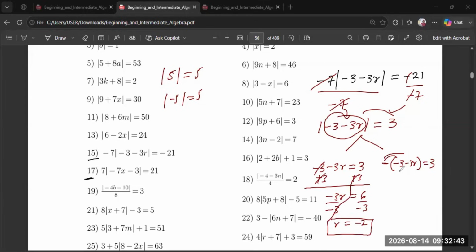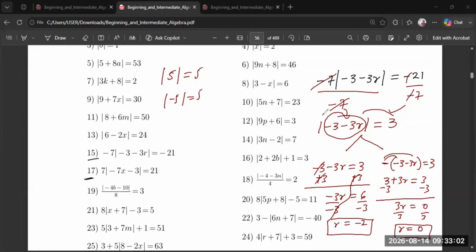So you distribute the negative, so you have 3 plus 3r equal to 3. And now you subtract 3 from both sides, and you'll have 3r equal to 0. And you divide everybody by 3, and r is equal to 0. So these are the two possible solutions, right? Let's see if that's correct.